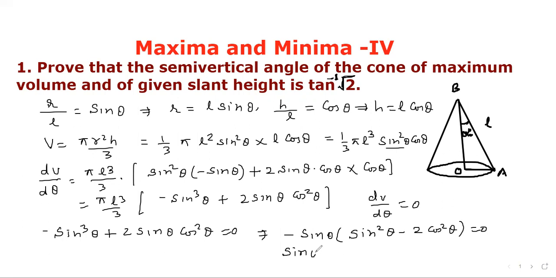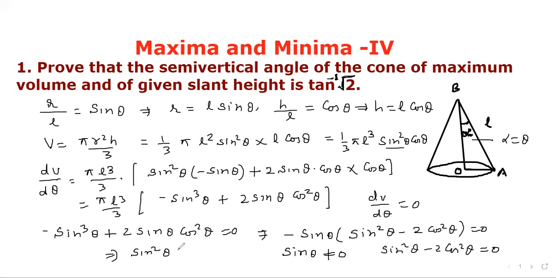Sine theta does not equal 0. If theta equal to 0, here this angle is either alpha or theta, so alpha equal to theta, so we will be confused. So sine theta can't be 0, otherwise the cone will not be formed. So this term will not be 0. So sine square theta minus 2 cos square theta equal to 0.